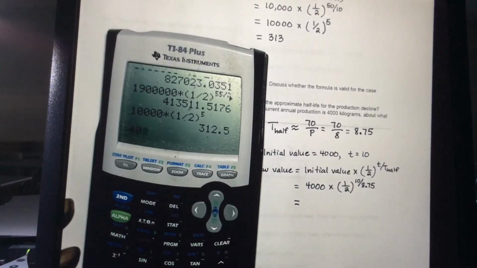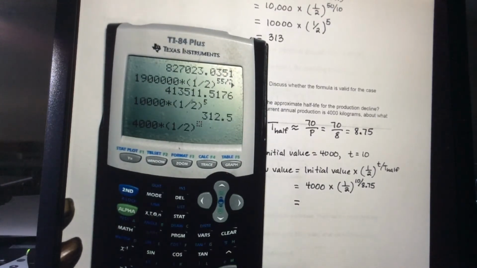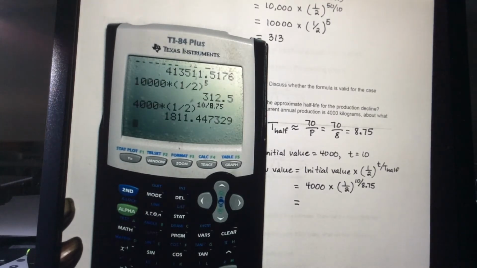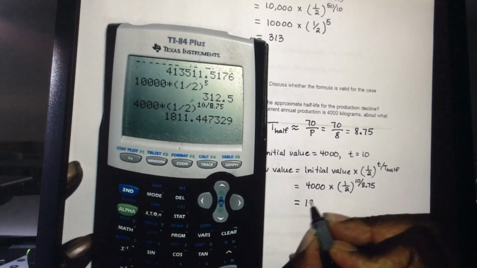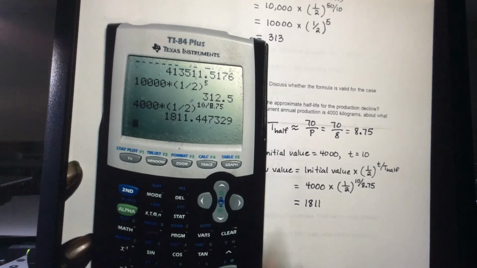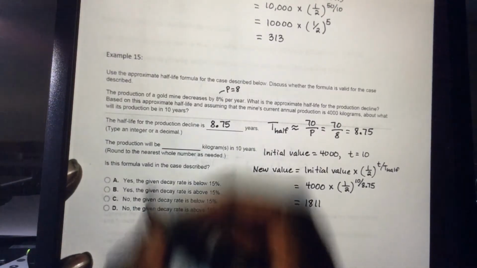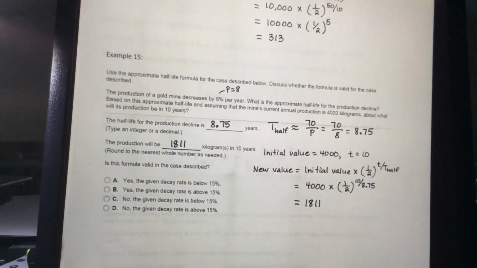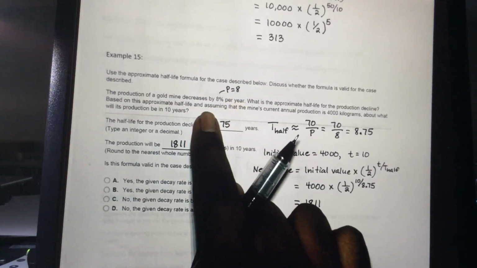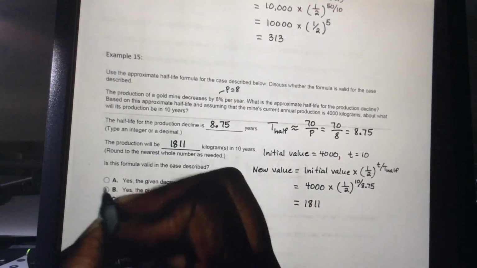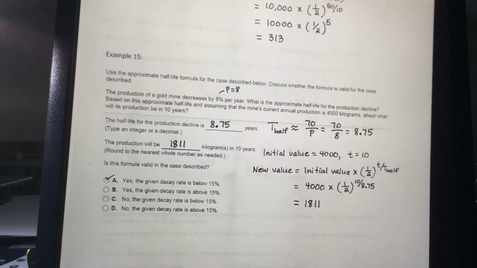So here, 4,000 times, left parentheses, 1 divided by 2, close parentheses. Hat key for your exponent, 10 divided by 8.75. To the nearest whole number, it will be 1,811. So the production will be 1,811 kilograms in 10 years. Now, is this formula valid in the case described? In this case, our rate was 8%, so it would be valid. Okay? Just like in example 14 that I did.